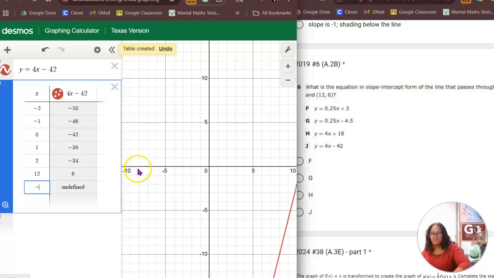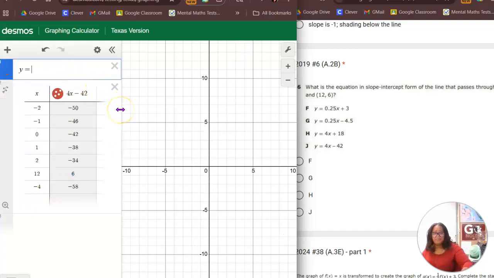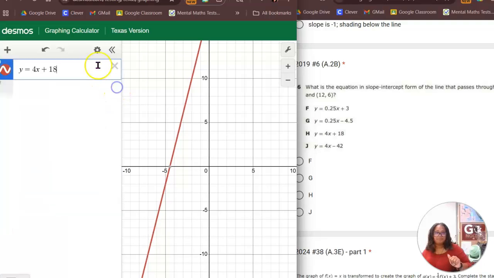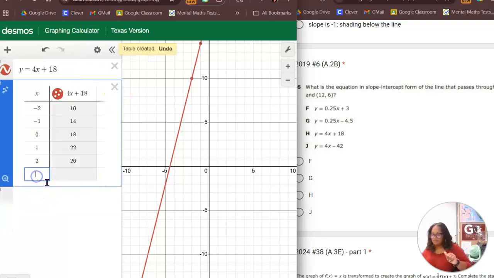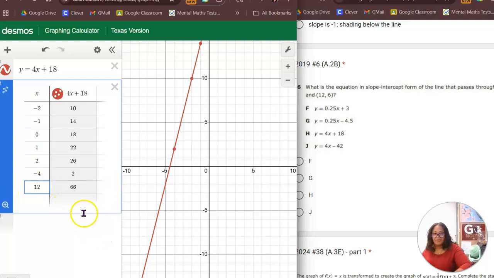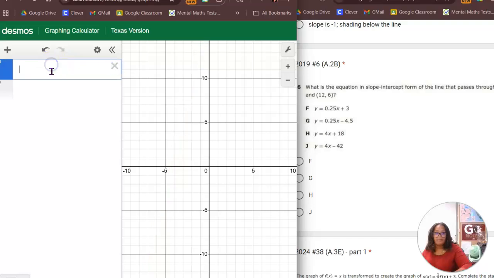Let's double check. Y equals 4x minus 42. 12 and 6, -4 and, that didn't work either. Did I type something in wrong? Oh, 12 and 16. What did I do wrong? Let's go back to another one. 4x plus 18. Look at your table. -4 and 2 and 12 and 66. That's not it. Did I read the right points? I did. Okay, let's try the other two.